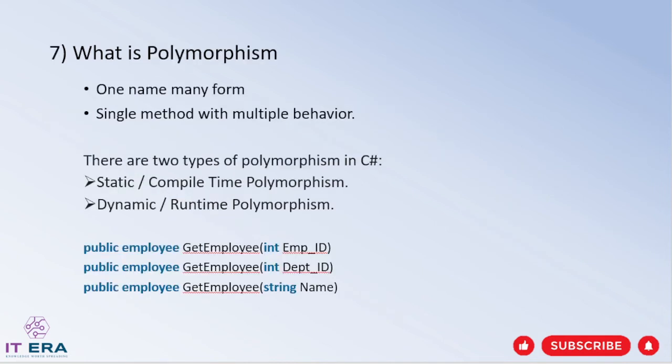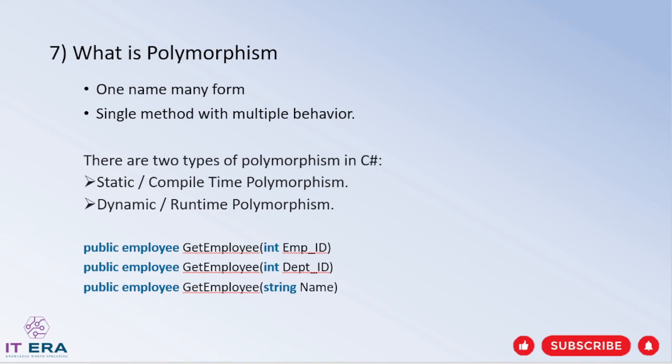What is polymorphism? Polymorphism means one name, many forms. A single method can have multiple behaviors and multiple implementations. There are two types of polymorphism: one is static or compile-time polymorphism and the other is dynamic or runtime polymorphism. To give an example of polymorphism, here I have listed these methods: get employee by employee ID, get employee by department ID, get employee by name. Here we are looking for employee details by passing different parameters. So all our methods have the same name but their implementations will be different. This is the way we achieve polymorphism.